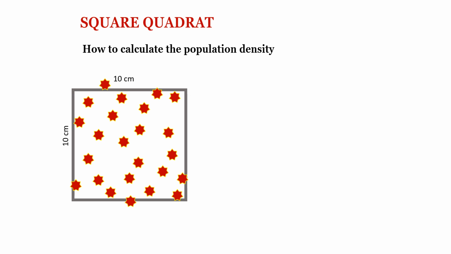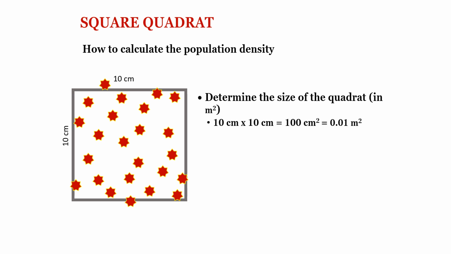Let's just see how we will calculate the population density. Here we are showing an example of a square quadrat of 10 cm by 10 cm. Now first of all, when we are calculating population density, what do we have to do? We have to determine the size of a quadrat in square meters. So 10 centimeter into 10 centimeter, the total area would be 100 square centimeters, and if we convert it into meters, it is 0.01 square meter.